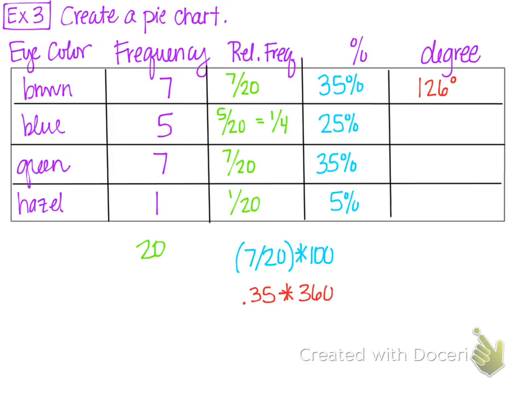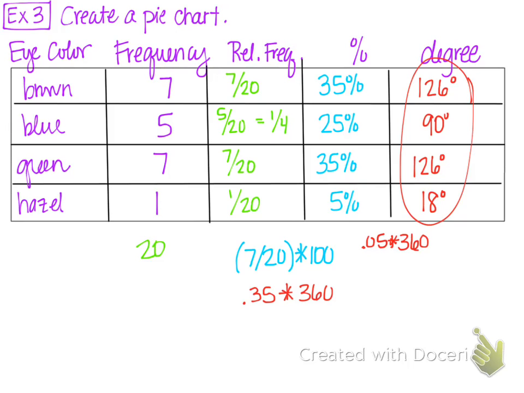For the next one, we've got 0.25 times 360. And you get 90 degrees. The next one's the same as the first one. And the last one, we have 0.05. So for the 5%, make sure you're real careful. That's 0.05 times 360, not 0.5. 0.5 is 50%. We get 18 degrees. And the way you can check your degrees is you want to see if they add to 360 degrees. Now you might have a rounding error again where you might add to 359 or 361. Just try to adjust and make them add to 360.